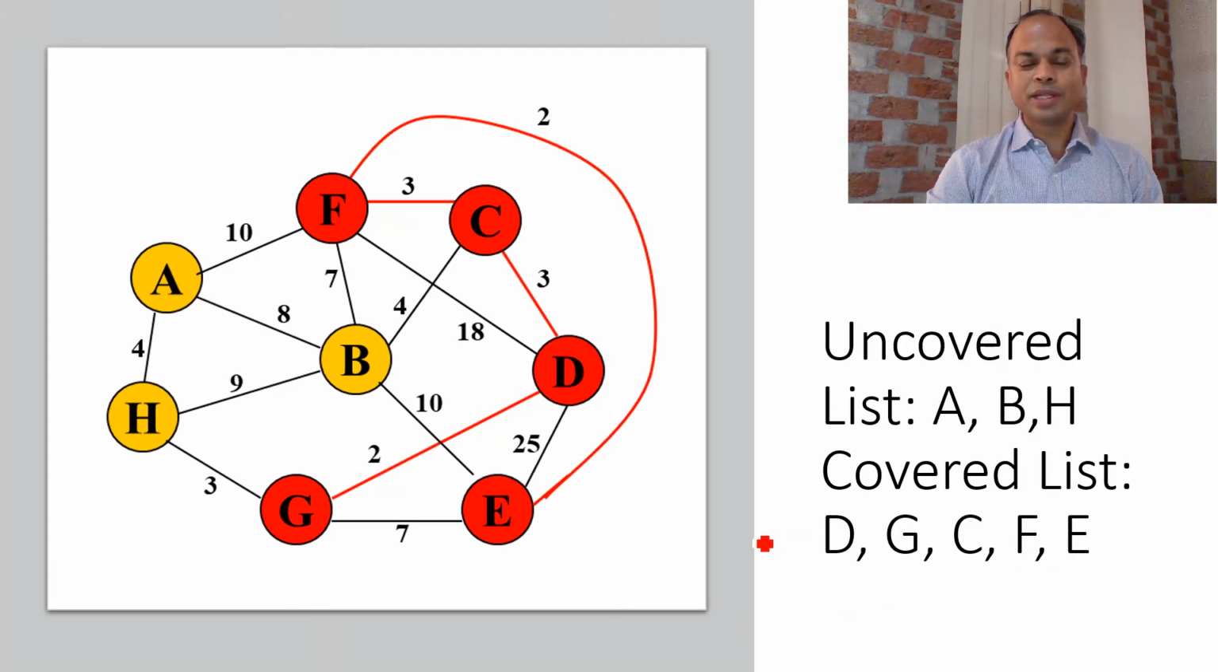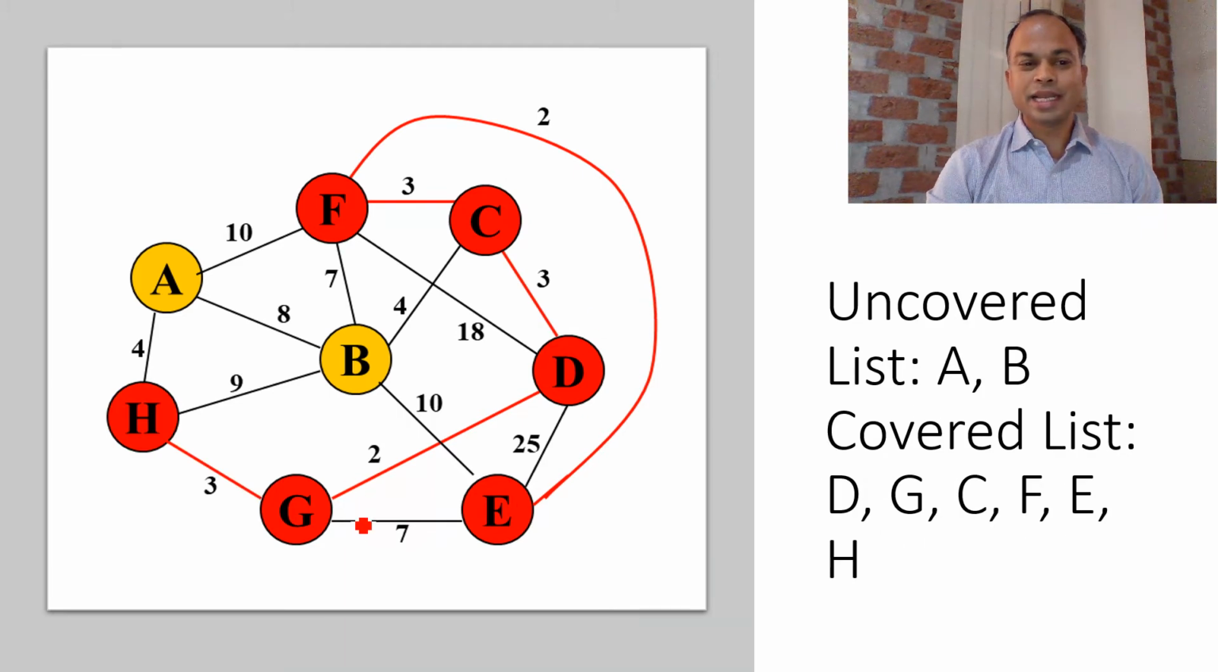Now if we talk about the next selection, the next selection is here E, because the distance from F to E is 2. I mean one vertex from the covered list, one vertex from the uncovered list. Therefore we have taken E, and the distance from F to E is 2. All remaining distances are higher.